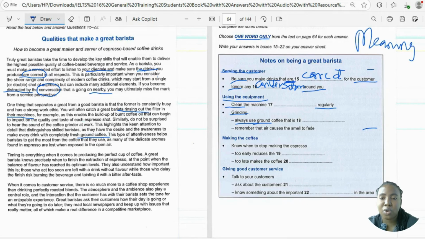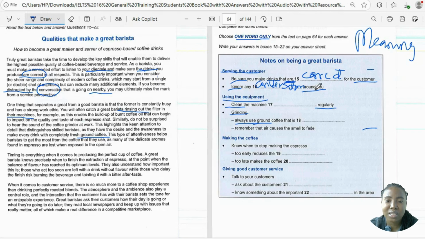All right. So what you want to ask yourself is, this last sentence, is it saying the same thing as what I have filled in the gap? So if you become distracted by the conversation that is going on around you, you may ultimately miss the mark from a service perspective. That's the same as ignore any conversation around you. So focus on meaning. Okay, so let's quickly answer 17 and 18.